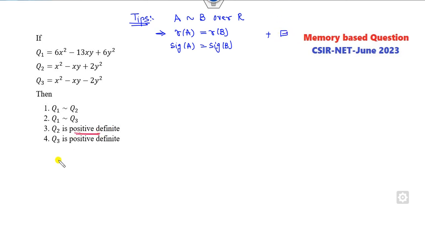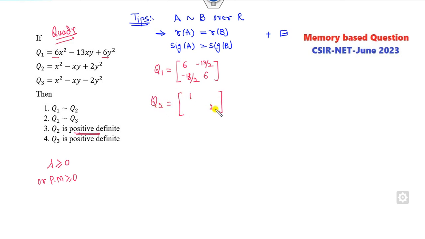How can you check positive definiteness? When all the eigenvalues are greater than or equal to 0, or the principal minors are greater than or equal to 0. So to find the matrix, we first define the matrix associated with this quadratic form. The diagonal elements are 6, 6, and half of 13 gives 13 by 2, minus 13 by 2. Similarly Q2 is 1, 2, minus half, minus half, and Q3 is 1, minus 2, minus half, minus half.